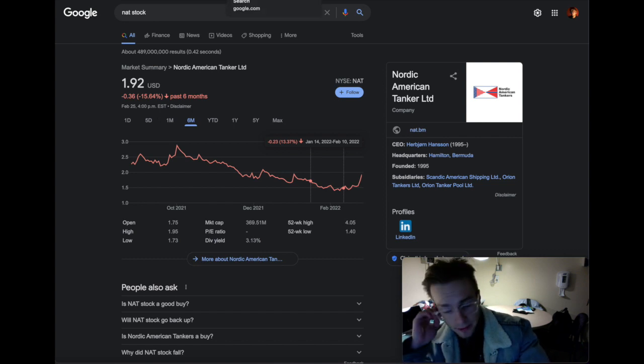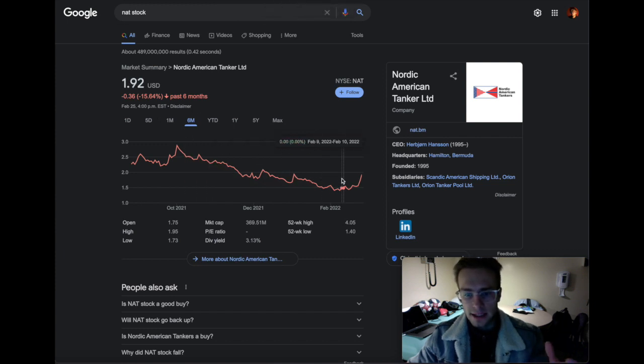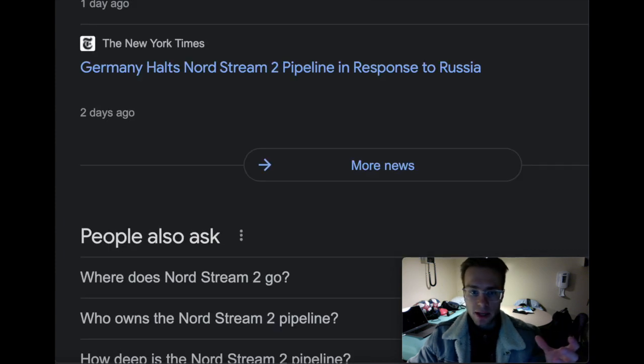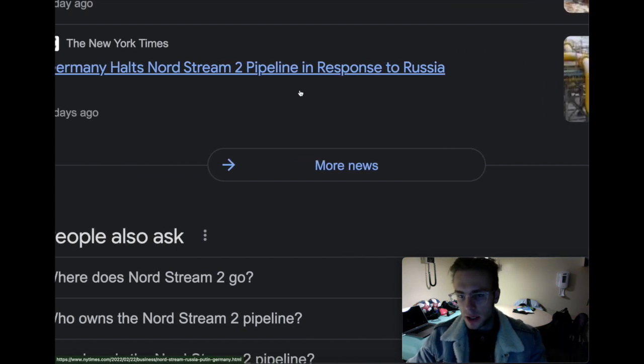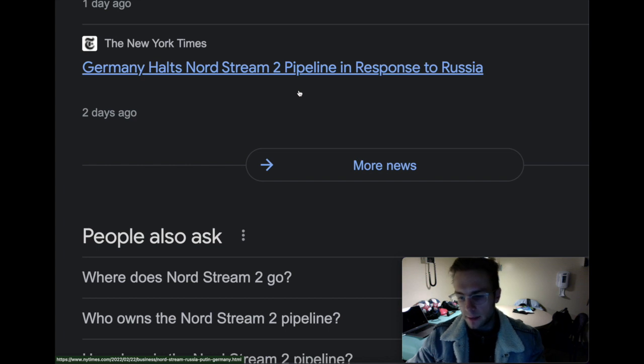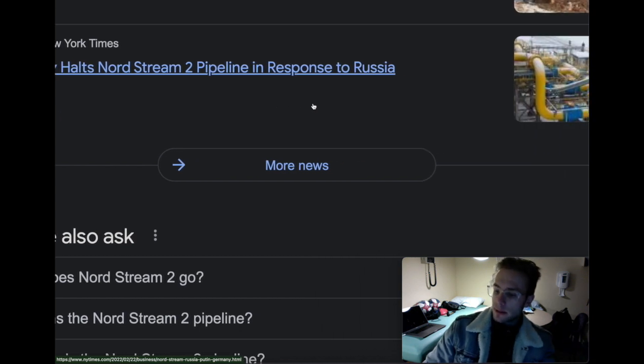But speaking of, I think that the current crisis here represents potentially a way to invest in NAT and other oil tankers with the long-term game in mind. Especially because, for example, what happens when Germany halts the Nord Stream 2 pipeline in response to Russia? Okay, so this is a land pipe that's bringing oil from Russia into Germany, right? And so without that, they need to get oil somehow.